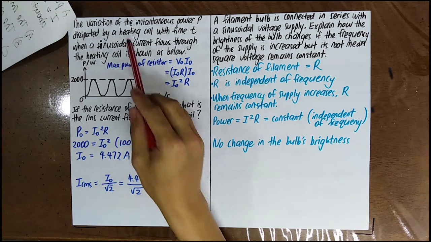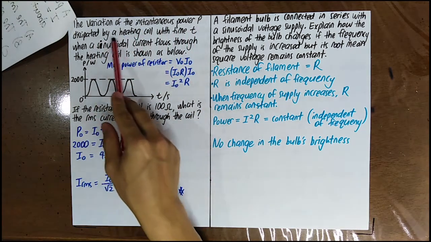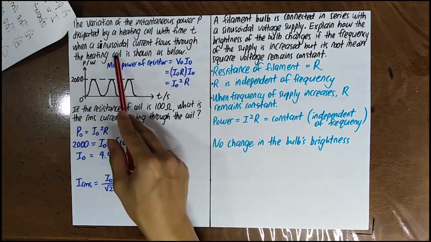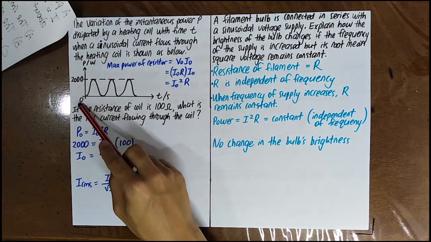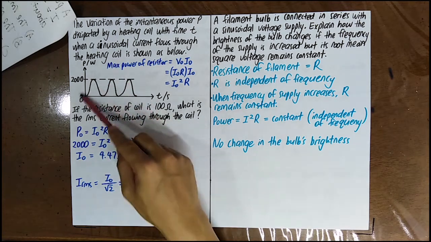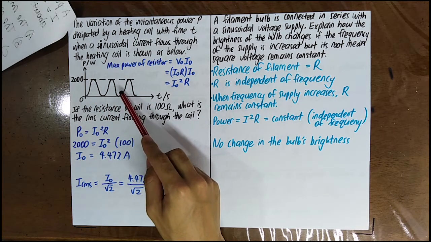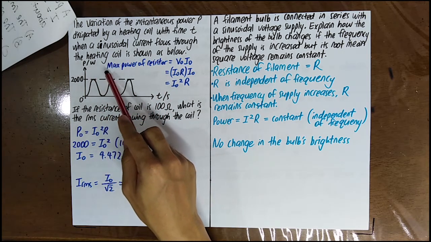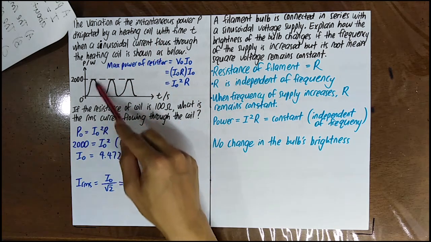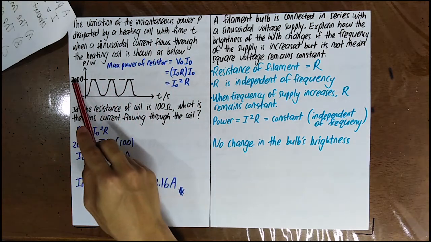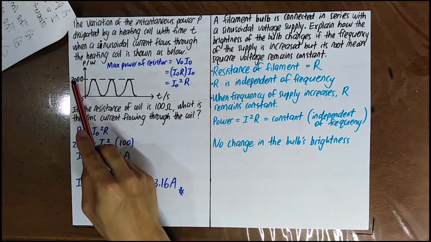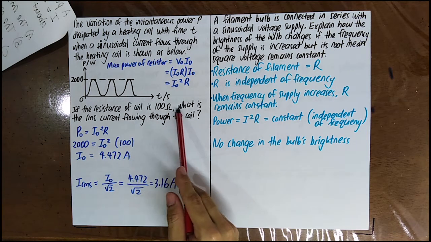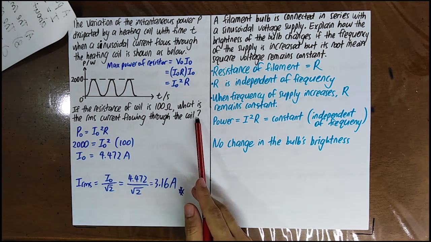The variation of the instantaneous power P dissipated by a heating coil with time T when a sinusoidal current flows through the heating coil is shown. Okay, this is a sine square function. Just now you already learned that the instantaneous power of the resistor is a sine square function. This is the maximum power, which is 2000 watts. If the resistance of the coil is 100 ohm, what is the root mean square current flowing through the coil?